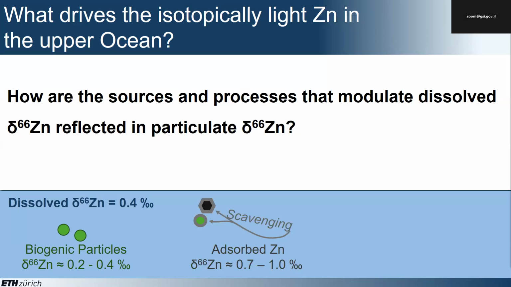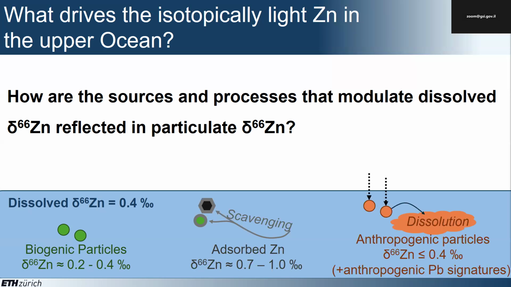On the other hand, we have scavenging. Scavenging takes heavy zinc and sticks it onto particles. So the fraction of zinc adsorbed onto particles should be isotopically heavy. And this fractionation is quite large, actually. We would expect particles that are dominated by scavenging to have a delta zinc value of between 0.7 and 1 per mil.